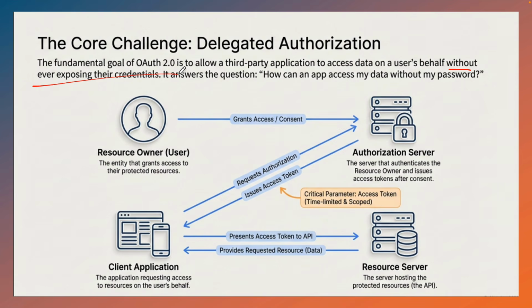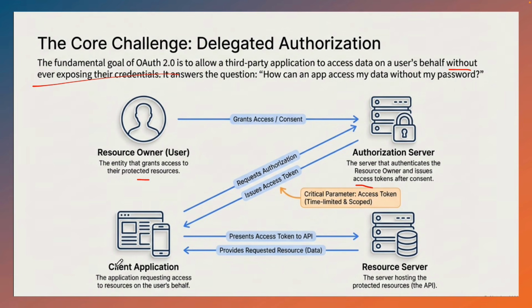So there are four components which are involved in the OAuth flow. First one here is the resource owner. Resource owner is the entity that grants the access to the protected resources. We do have the authorization server. This is the entity which is responsible to authenticate the resource owner, and more importantly, this is the entity which will issue the access token after the appropriate consent has been provided. What is access token? I will talk about it down the line.